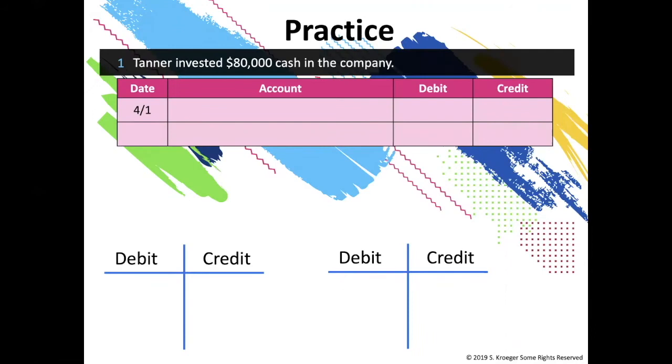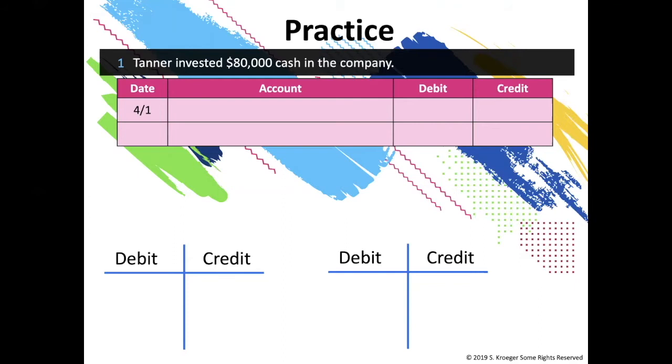The first one on January 1st, Tanner invested $80,000 cash in the company. And I have the 2 T accounts at the bottom because this will be affecting 2 accounts. I think the hardest part is to figure out which 2 accounts are being affected here. We have the owner who is investing their personal cash in the business.